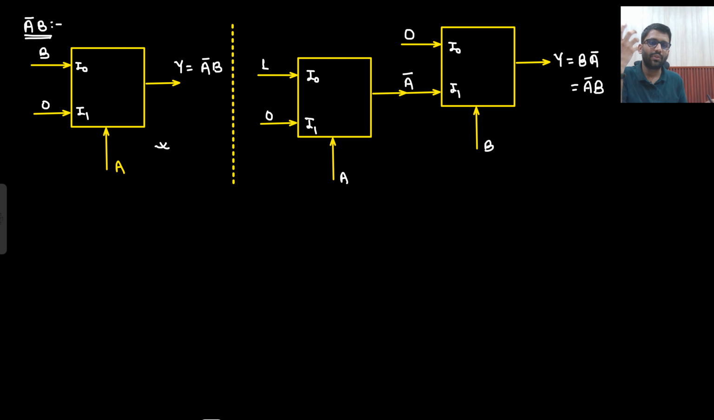So which select line should I use, A or B? Select line I should use as A. Why so? Because the select line has the capability of giving A bar as well as the simple form A. Are you getting my question?